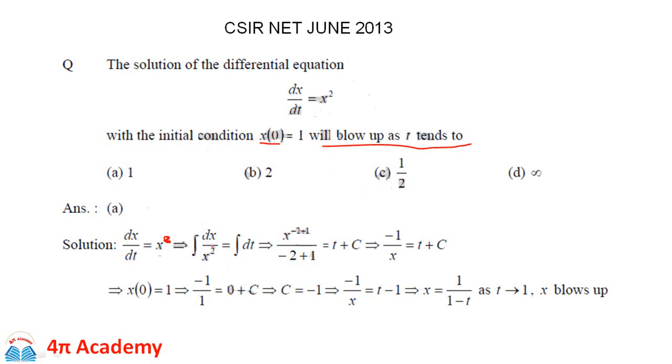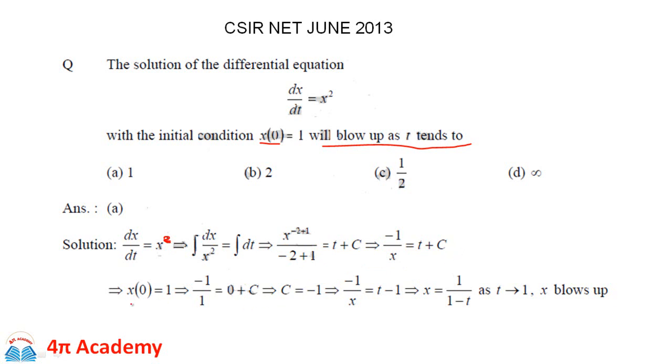So by solving this integration, I can consider this as x^(-2). Solving this, the integration of x^(-2) will be x^(-2+1)/(-2+1), and it is equal to integration of dt, which is t + c. So that is nothing but -1/x. So -1/x is equal to t + c.